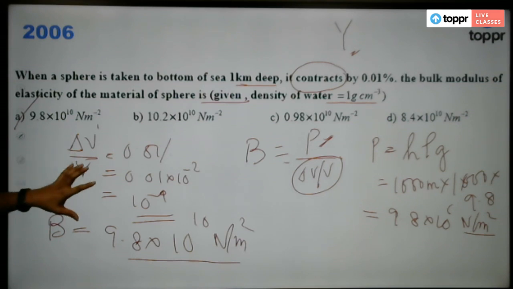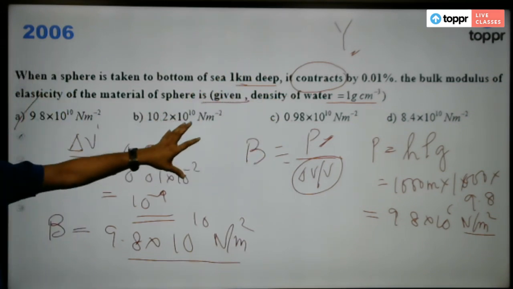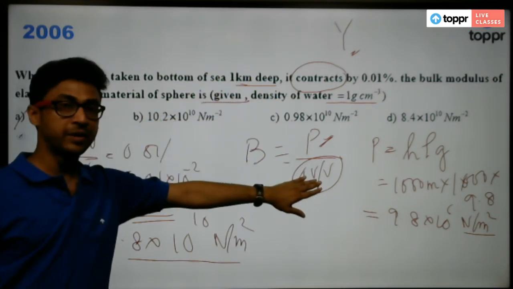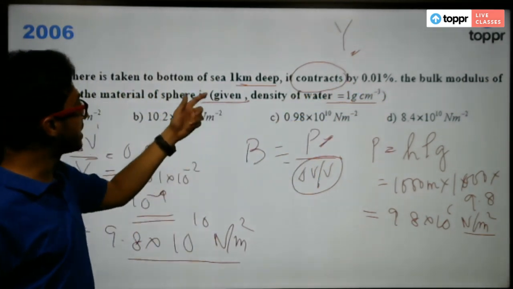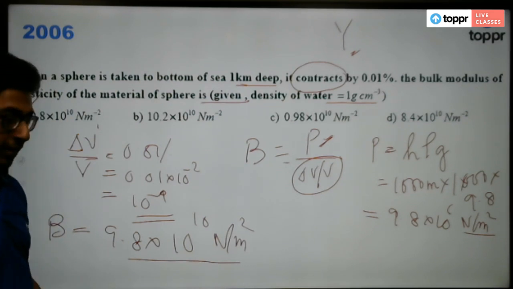So here the only thing is that we have to understand the bulk modulus means pressure by del V by V. So del V by V is coming from 0.01% and P is nothing but the liquid pressure. Okay, fine. We're moving on to the next problem.